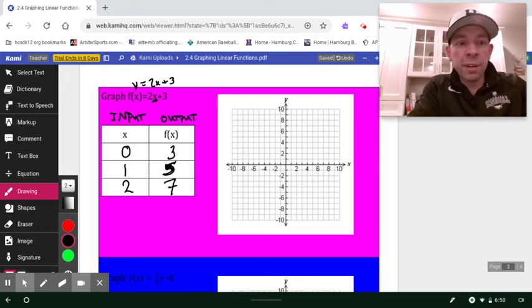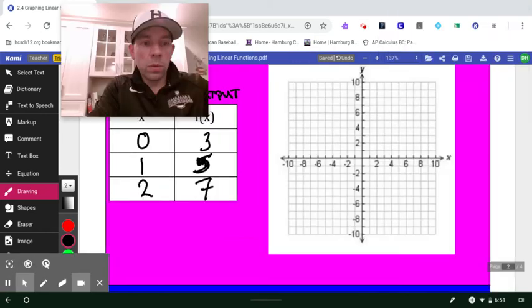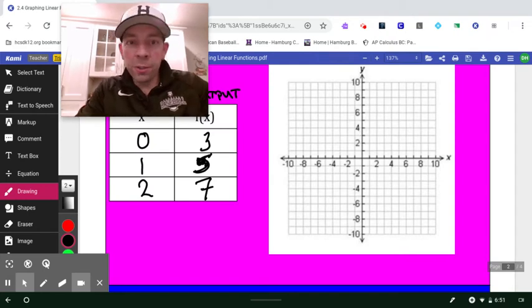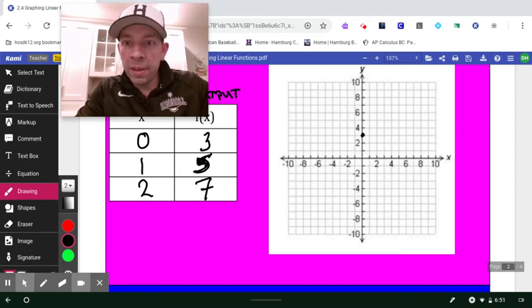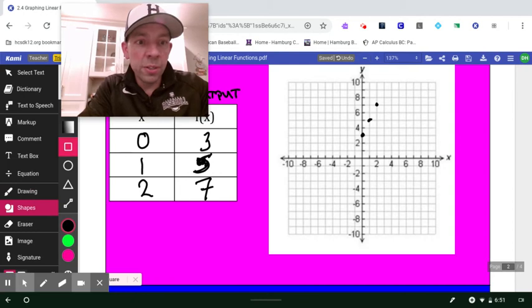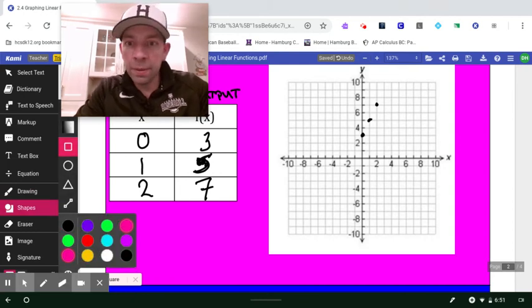And I'm going to try to graph those points. All right, we enlarge this graph just a smidge. So 0, 3 is going to put me right here. And then 1, 5 is going to put me right here. 2, 7 is going to put me right here. And let's see if I can use this tool here to draw a really nice line.